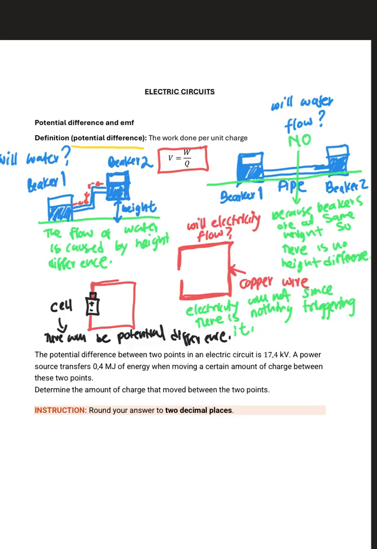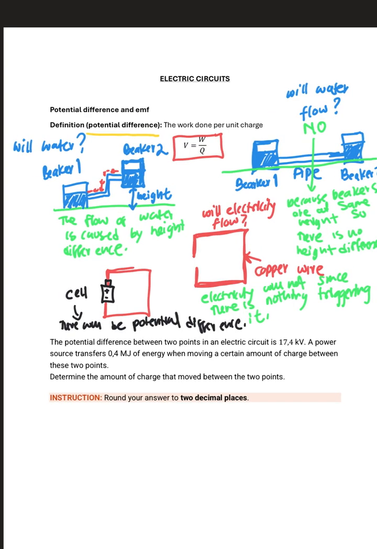And now we have: the potential difference between 2 points in an electric circuit is 17.4 kilovolts. A power source transfers 0.4 megajoules.